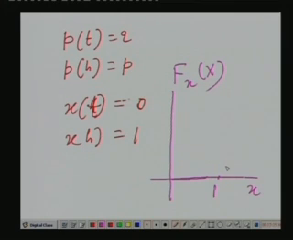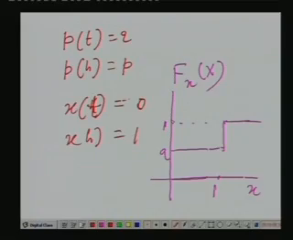Now, here x can be 0 or 1. Up to 1, if this is tail, right, the probability is q, and then it becomes 1. All right, this is the probability distribution function.